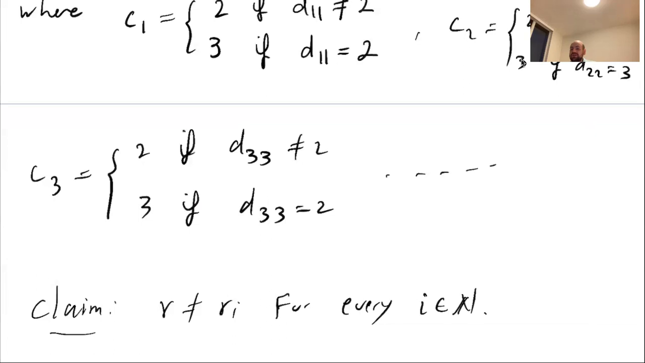If I show this, then that's my contradiction. Because I was assuming that every number in 0 to 1 is listed as one of these Ri's. So how can I show that R is not equal to Ri for every i? To prove the claim, first, I want to show that R is not equal to R1. Why? What is R1?